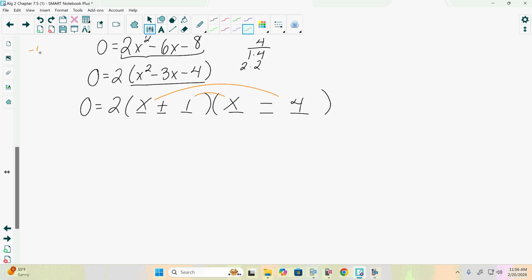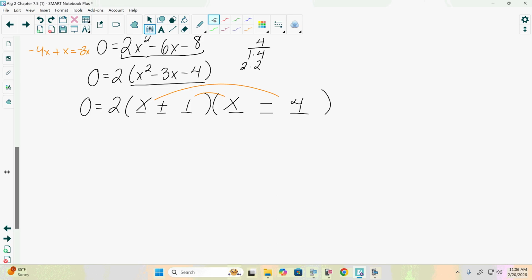x times negative 4 is negative 4x. 1 times x is positive x, giving us negative 3x. And again, I'm just doing that to make sure I got the right factors. Just checking it. So 2 times x plus 1 times x minus 4 is the factored form of our 2x squared minus 6x minus 8. Questions on how we got to this?